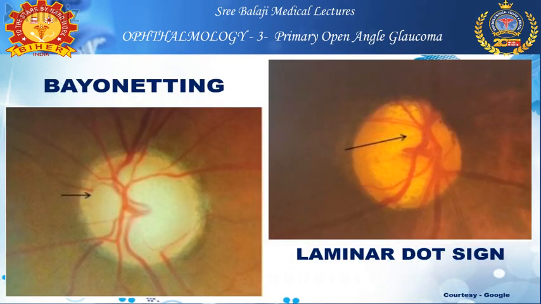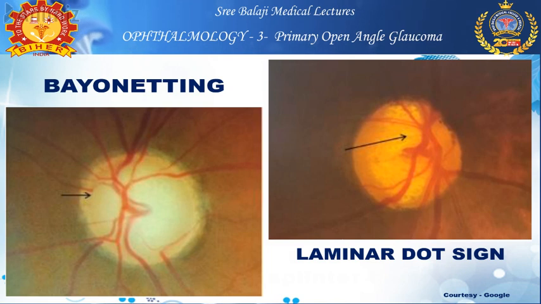So the first picture depicts bayoneting, in which, due to loss of neuroretinal rim, the blood vessels take an acute bend at the edge of the disc and they acquire a double angulation. This is similar to the bayonet, which is a weapon used in combat warfare, and hence the term bayoneting.